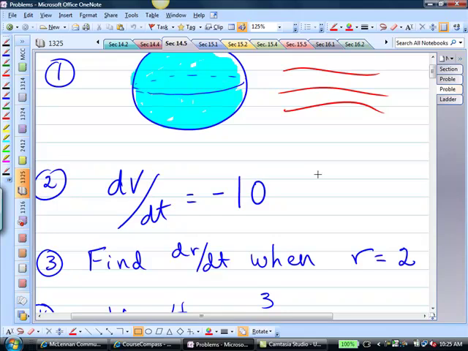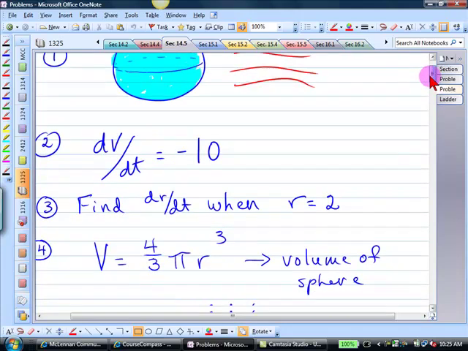Find the rate that the radius is changing. So if it's the rate of the radius changing, we're going to call it dr dt. Find dr dt when the radius is 2. So you need to write it like that. I'm going to go back to 100% so I can get a little bit more on there.